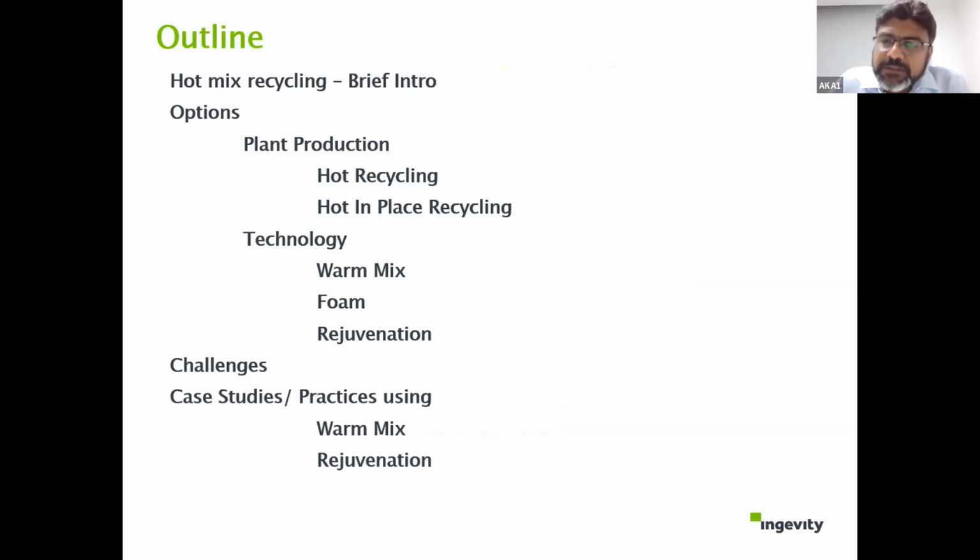So we'll cover simple options such as what is hot recycling, the two types, and what kinds of technologies are mostly used for these kinds of purposes. Then a snapshot of the challenges that we see, the current practices, and what we are involved with, especially where hot recycling is concerned. My focus here mostly will be on technologies such as warm mix and rejuvenation.